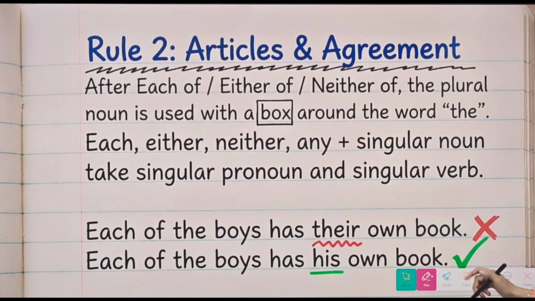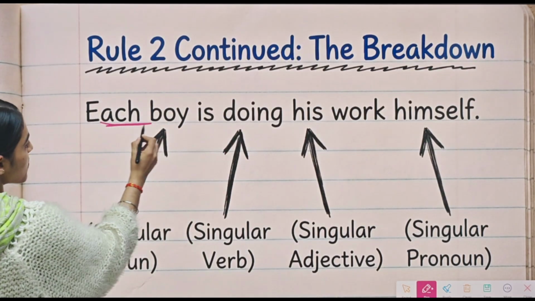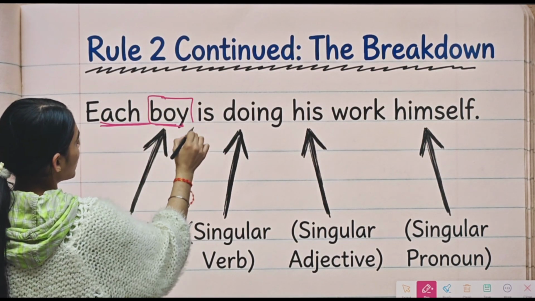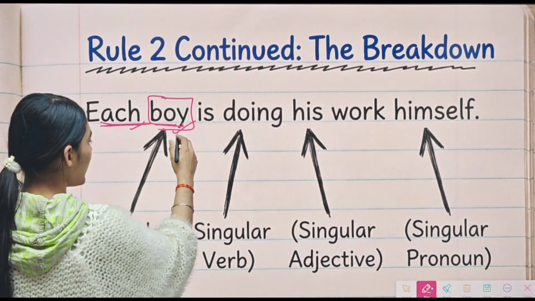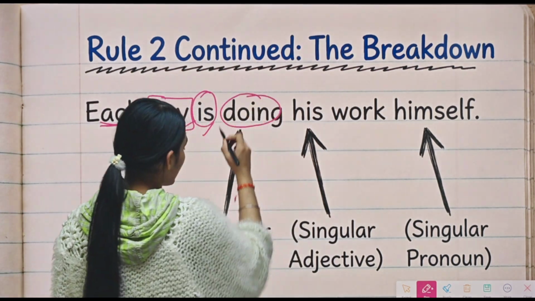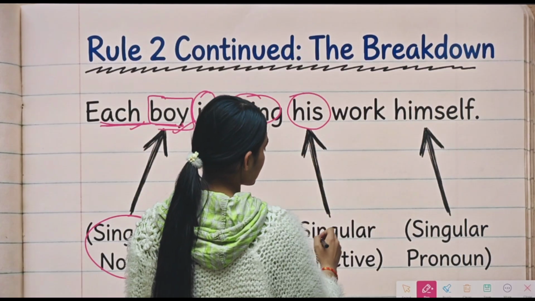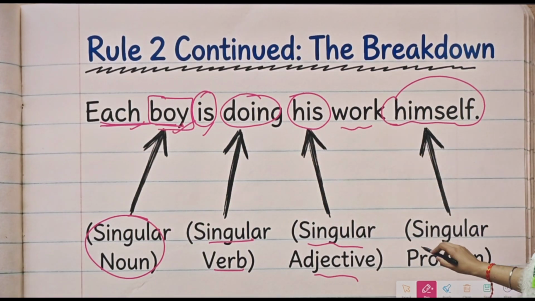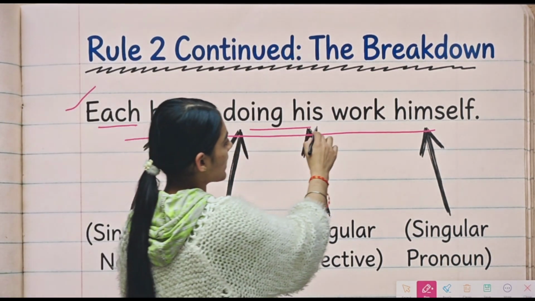Now moving on, each boy, this is another example. Each of the boys is not there in the sentence, so each boy. Here boy is a singular noun, is is the auxiliary verb that we have, and doing is the singular form of do. Then we have his, a singular adjective, and then himself, a singular pronoun which has been used in this sentence. So each boy is doing his work himself.